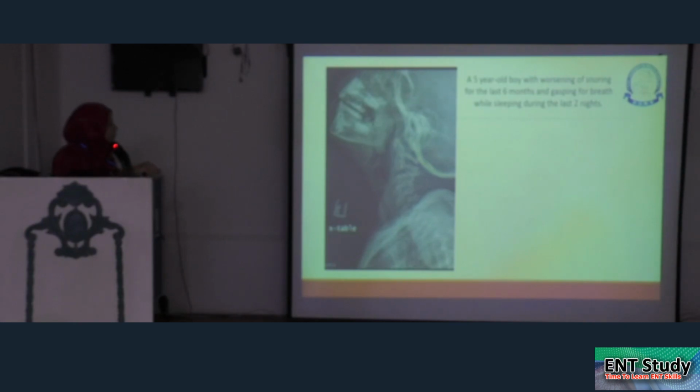This is the X-ray of a 5-year-old boy with worsening of snoring for the last 6 months and gasping for breath while sleeping during the last 2 hours. It shows a soft tissue density at the nasopharynx, causing narrowing of the nasopharyngeal air column. This can be an antrochoanal polyp, sphenoid polyp, or inverted papilloma, but as it displaces the nasopharyngeal air column postero-superiorly, it is more in favor of the antrochoanal polyp.